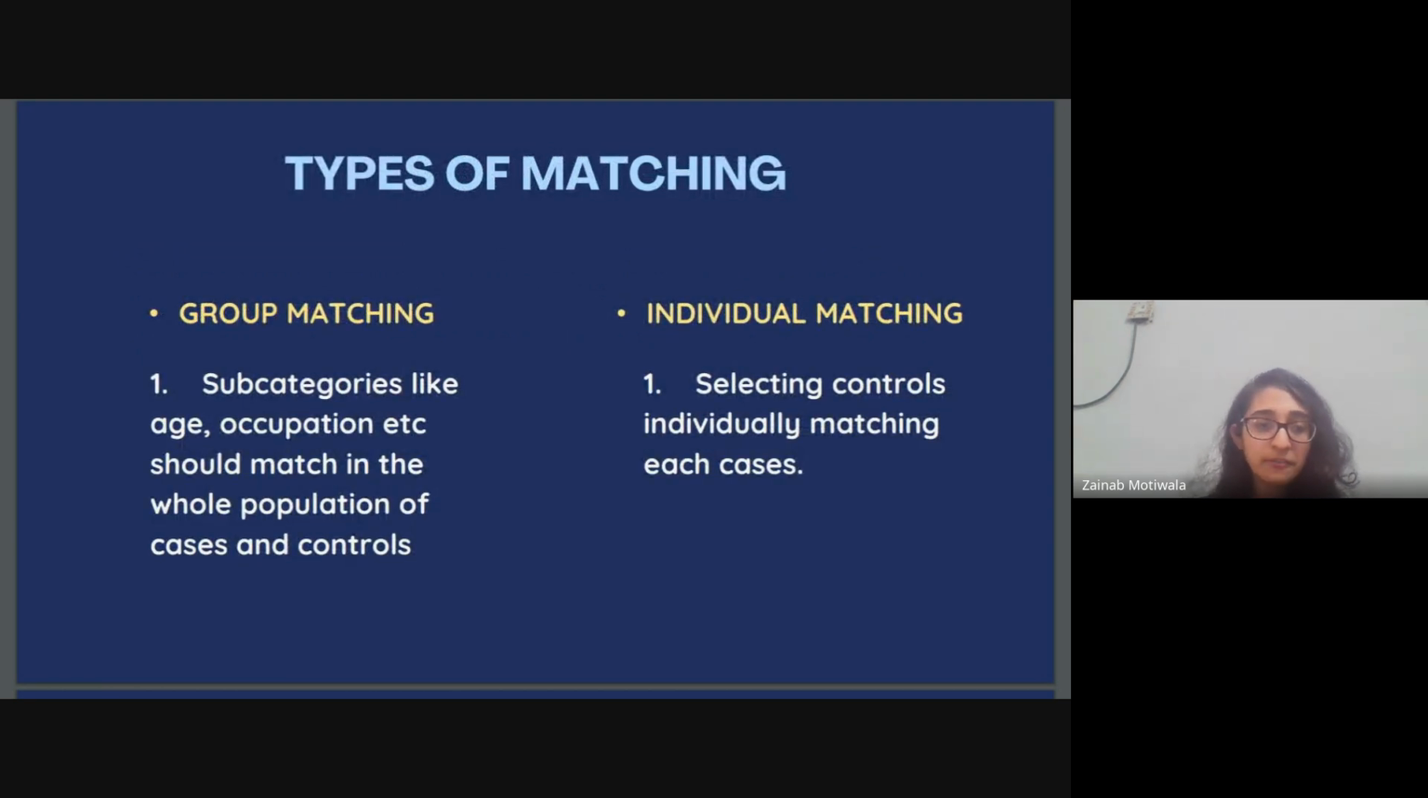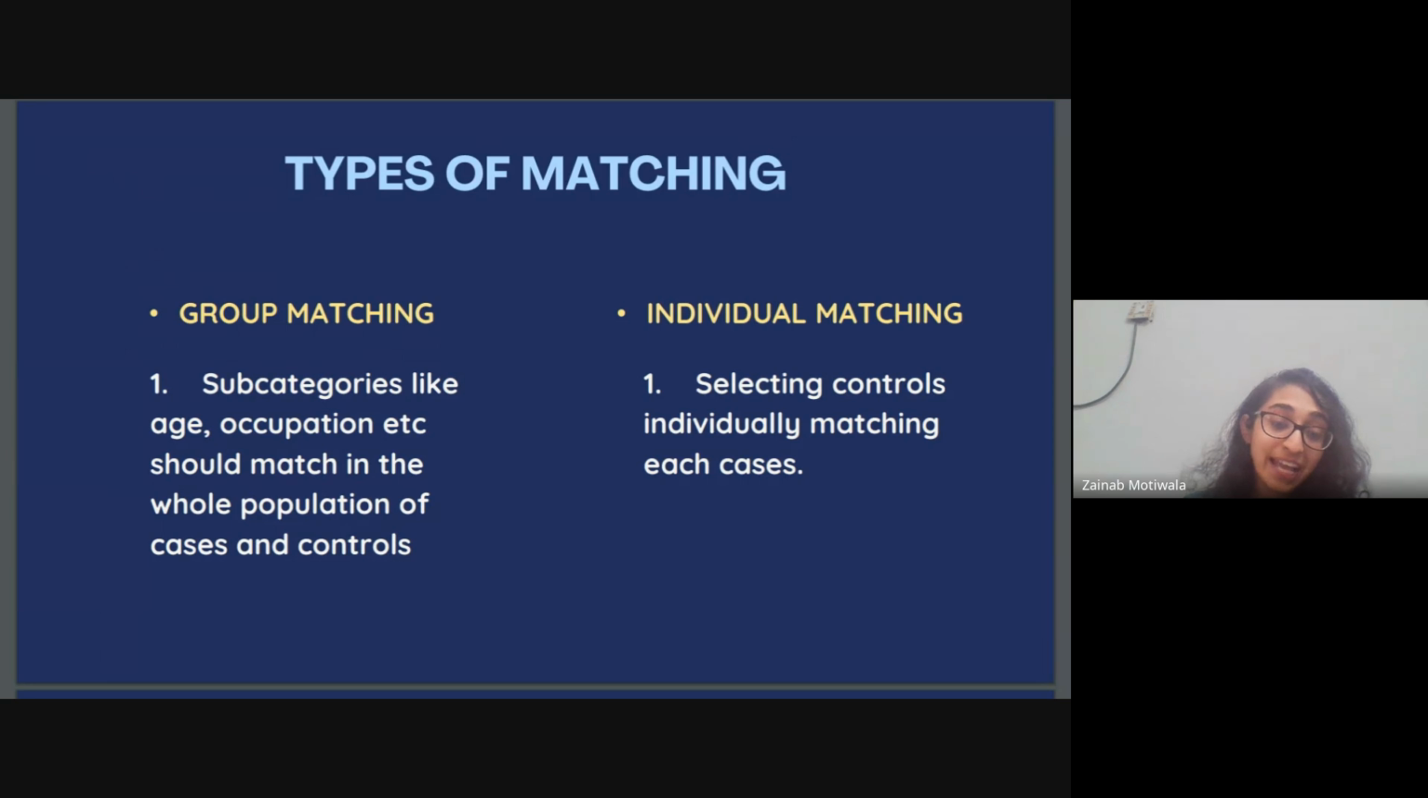There are two types of matching that occur. One is group matching, while the other is individual matching. In group matching, what we primarily do is create subcategories like age, occupation, etc., and we match the whole population of cases and controls among these particular categories. In individual matching, we select controls individually and match each case.